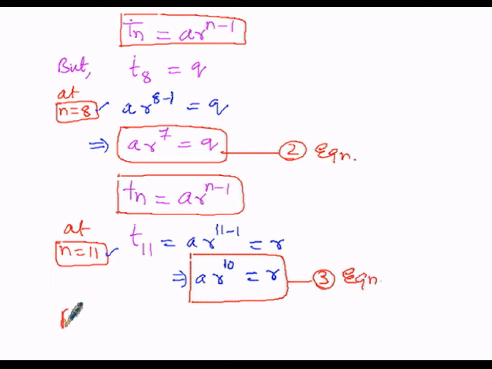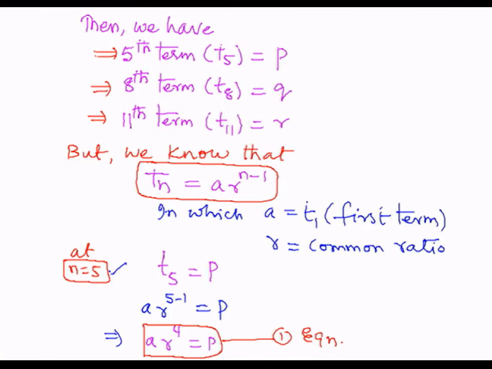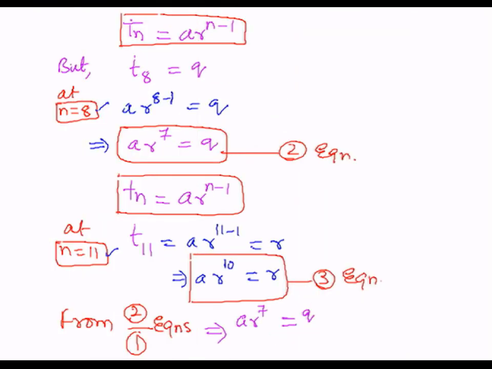Now I am going to divide the second equation by the first equation, equation 2 divided by equation 1. The second equation is a r to the power of 7 equals q, and the first equation is a r to the power of 4 equals p. So we divide a r to the power of 7 by a r to the power of 4, and on the right-hand side q by p. Then we can cancel the like terms, a and a get cancelled.